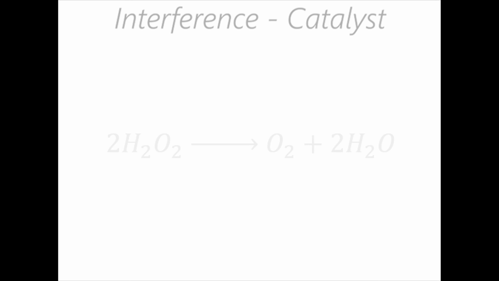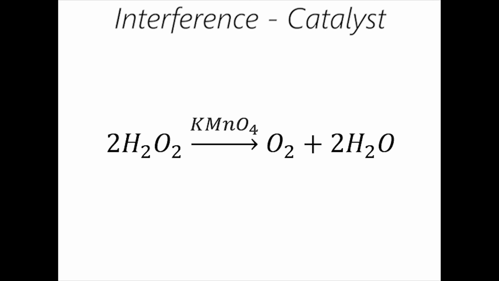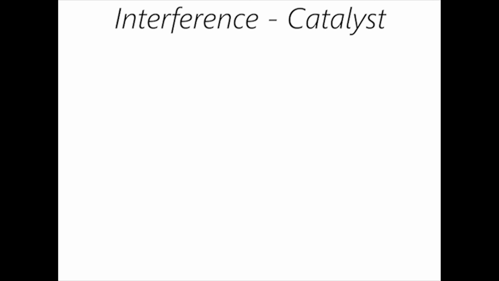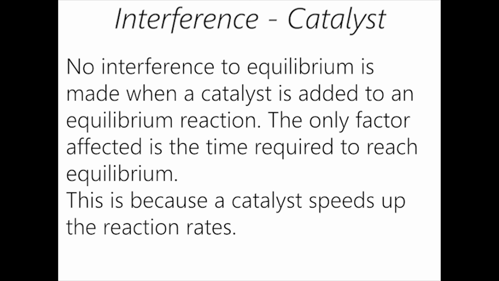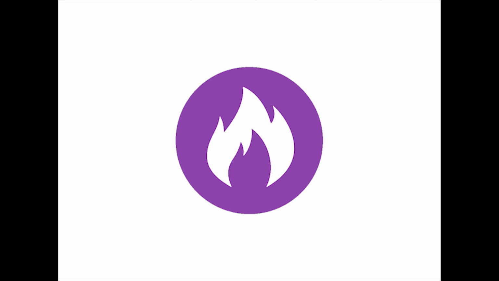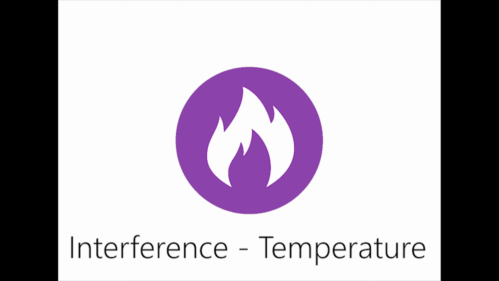A catalyst is an agent added to a chemical system to lower the activation energy and hence speed up a reaction. When a catalyst is added to an equilibrium system, no change in equilibrium occurs, but the time needed to reach equilibrium decreases. Let's investigate the molecular level of a chemical reaction.